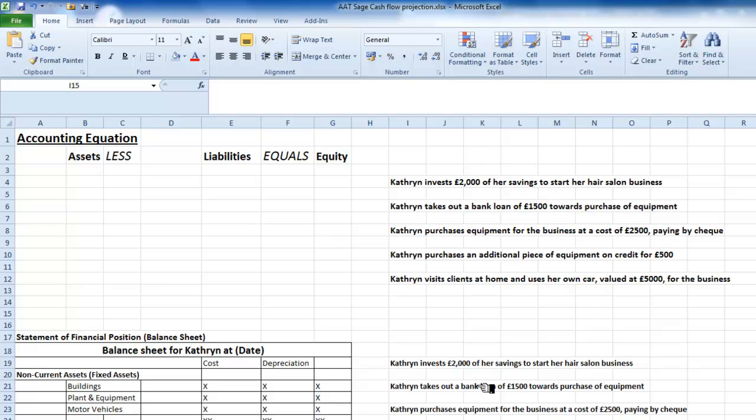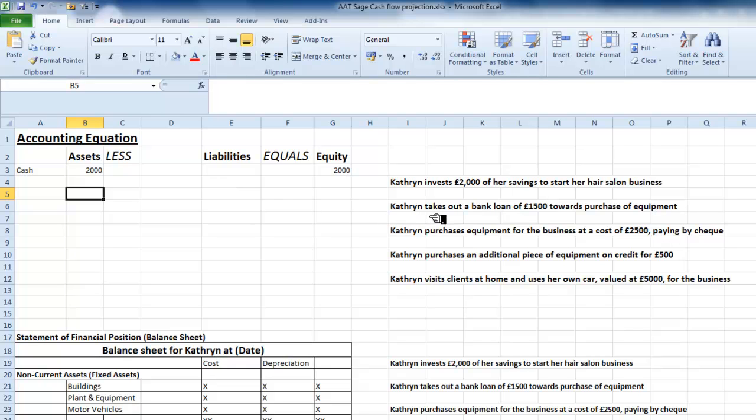So let's see if we can start this off with a few simple examples. Here we have a business, and the business is started by Catherine investing £2,000 of her savings to start her hair salon business. So the business at that point has cash, which is an asset, of 2,000, and the equity, Catherine's interest in the business at this point, is also 2,000. So you can see then that the accounting equation at this point is balancing. It's got 2,000 on one side minus nothing because there's no liabilities, and it will equal 2,000 of equity.